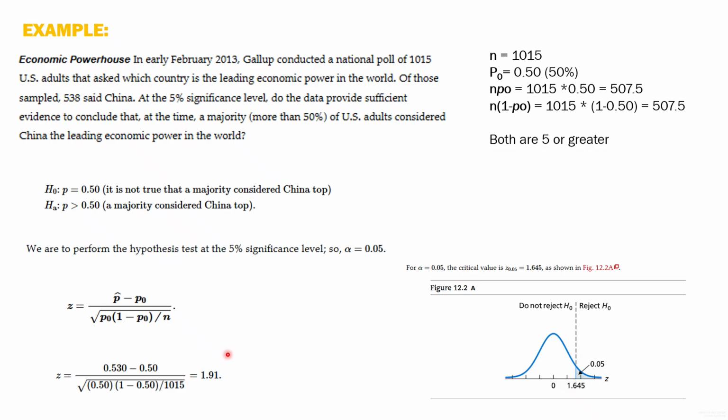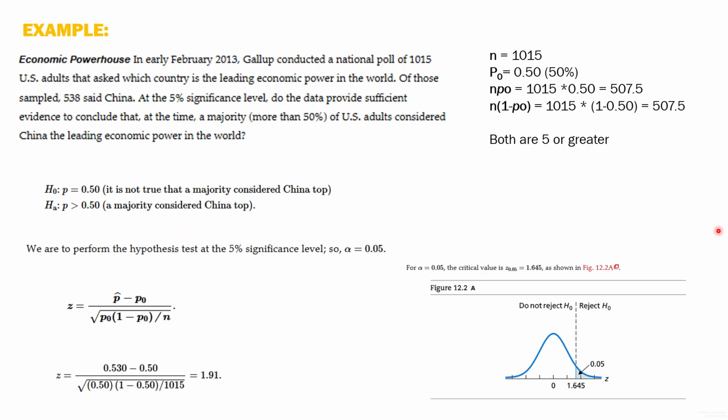And we're going to use the critical value approach here. We have a 5% significance level, and so we know that that equals the critical value of 1.645. If you look at this number line and you plotted 1.91 on it, it would be back in here somewhere. So we would reject our H0. At the 5% significance level, the data provides sufficient evidence to conclude that a majority of U.S. adults consider China the leading economic power in the world.